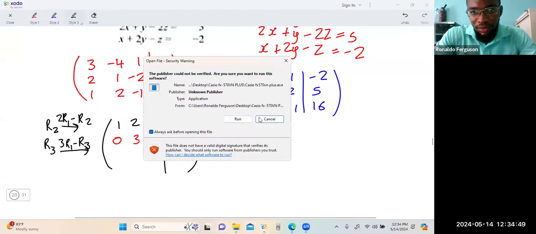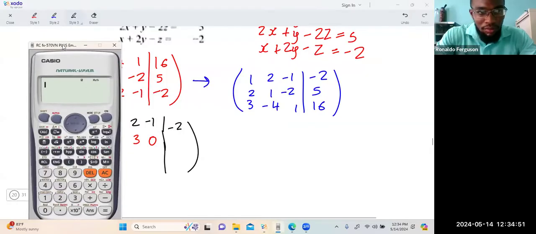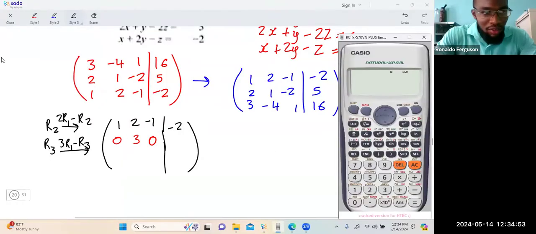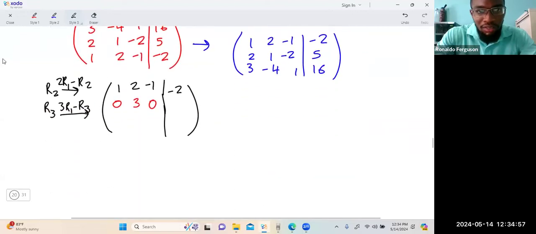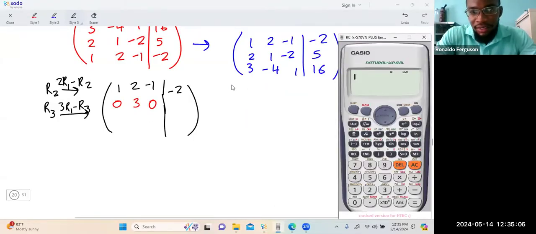Then right here now, did you say reduce to echelon form? Use row reduction to solve. I don't want to put this in echelon form. This is perfect, but you know what? I'll do what they want. So this is what we have, 0, 3, 0.